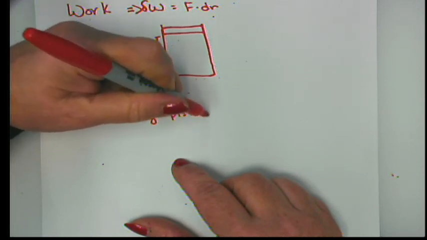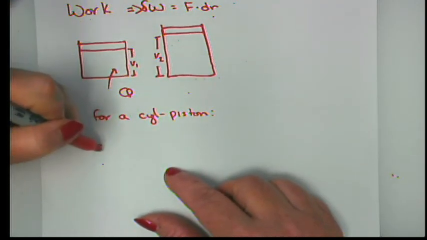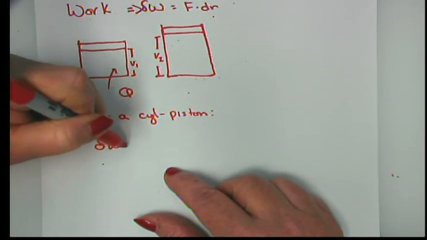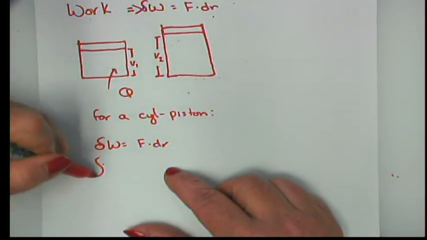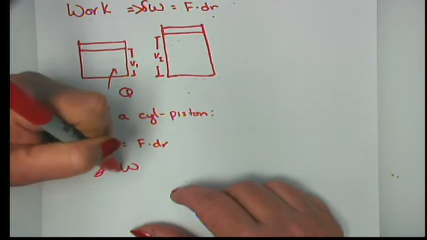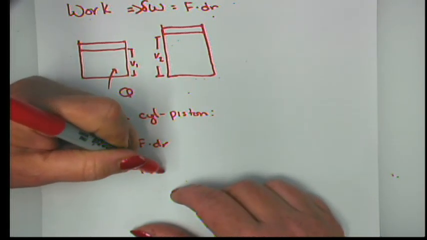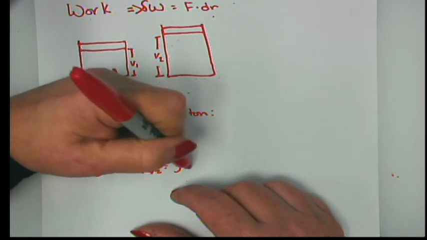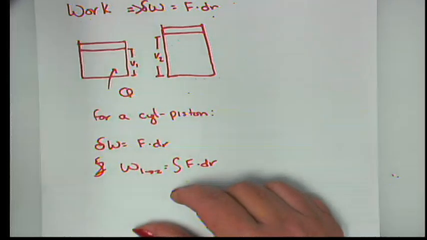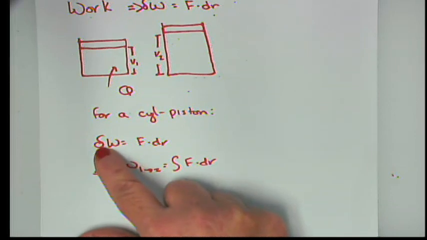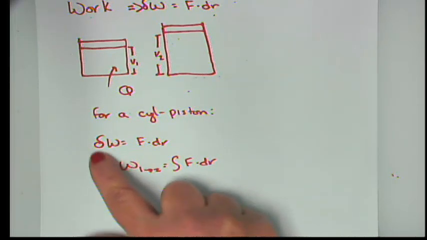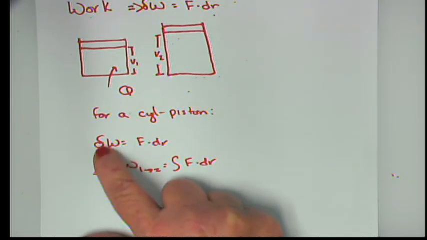So for this situation, a cylinder piston arrangement, we can take a look at this differential. dW is equal to F dot dr, or the work done from 1 to 2 is equal to the integral of F dot dr. Now, another point that we'll talk about more, but work is an inexact differential, so the integral of δW is not like delta W. There's no delta.